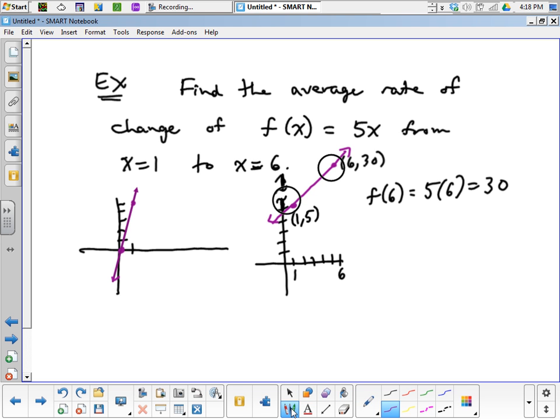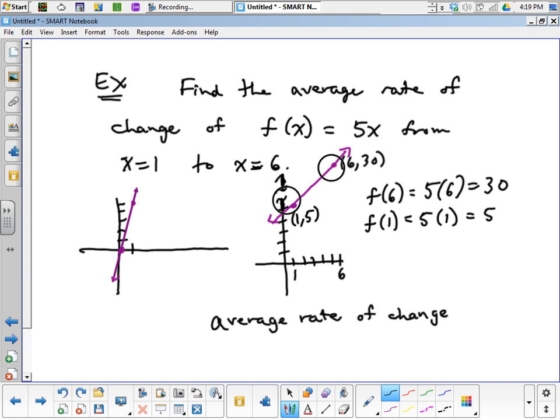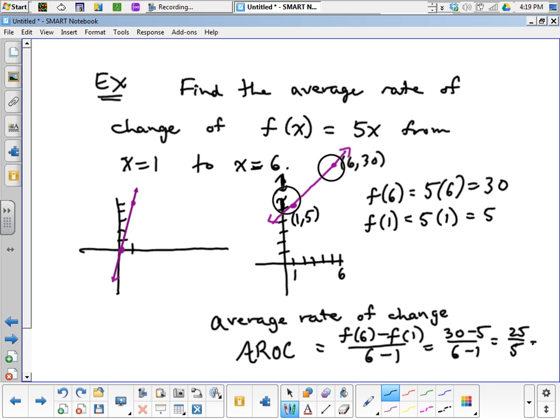Okay, so there's a couple ways you can do it. You can show all your work like this. You can say, okay, f of 6 is 5 times 6, which is 30. f of 1 would be 5 times 1, which is 5. And then the average rate of change, which I sometimes call AROC, is going to be f of 6 minus f of 1 all over 6 minus 1, which in our case is going to be 30 minus 5 over 6 minus 1. This is 25 over 5, which is 5.